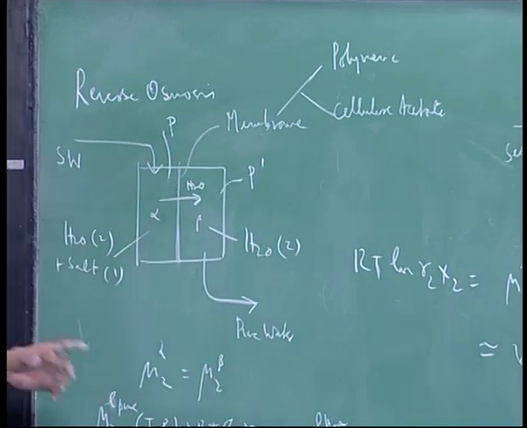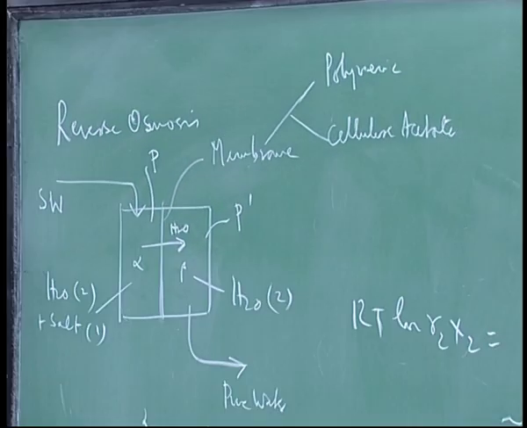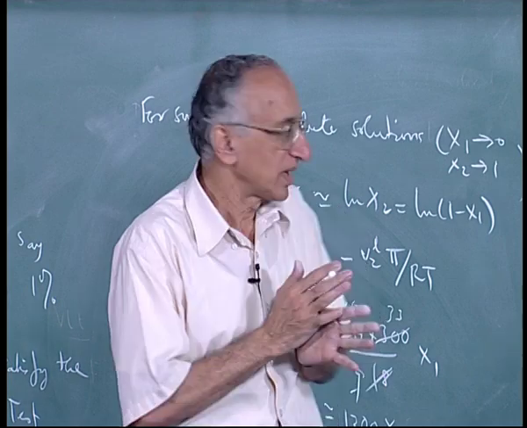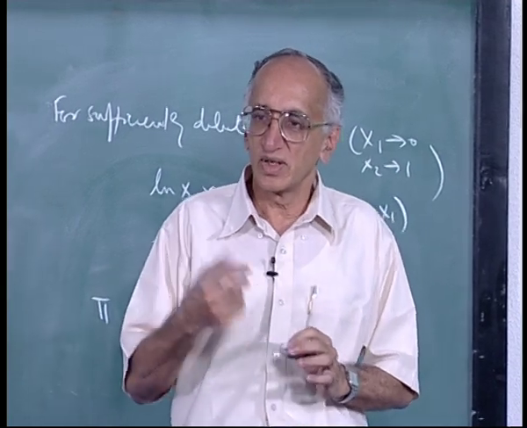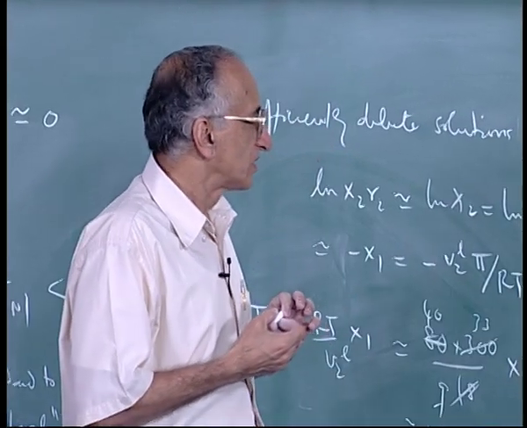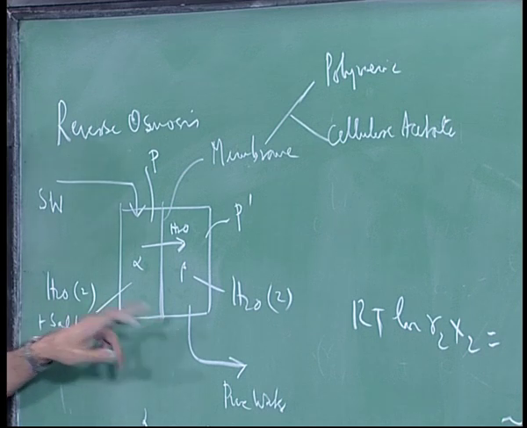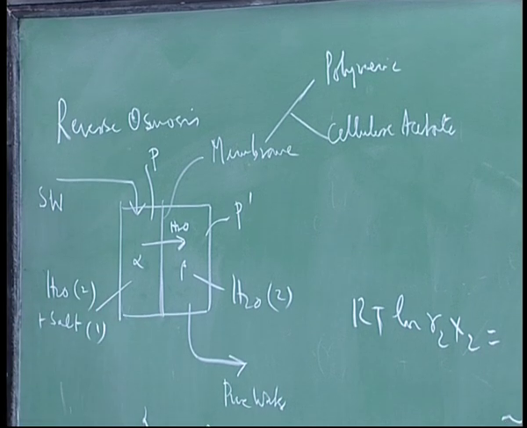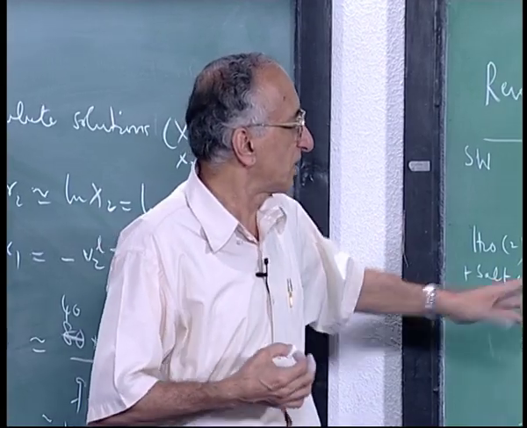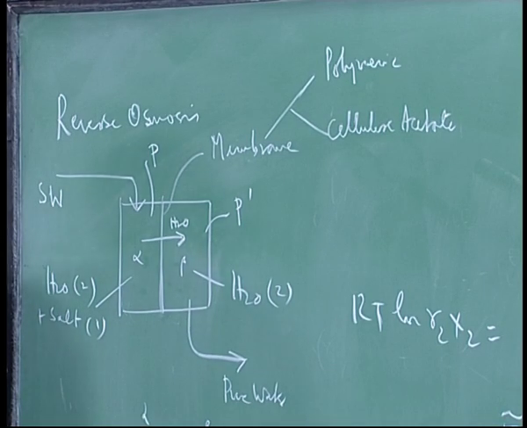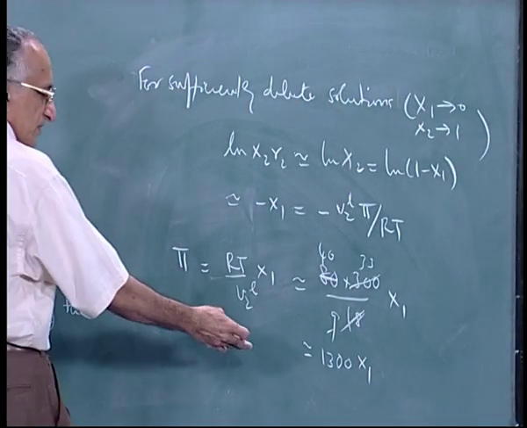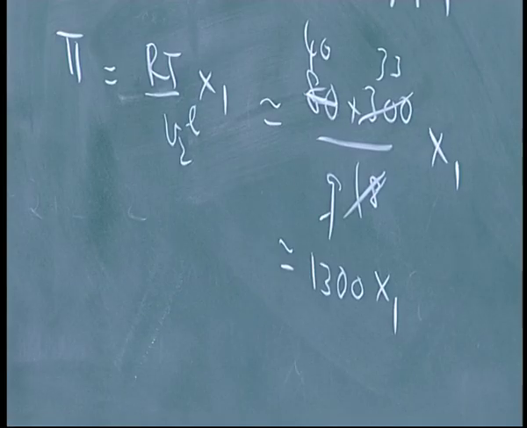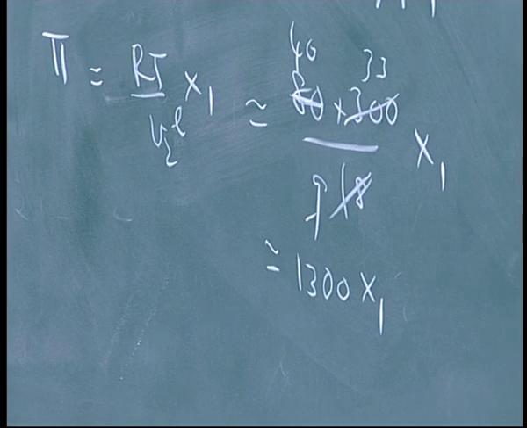The membrane cannot have pinholes. If you have pinholes, you will get all the salt water coming through. So you are talking of a membrane that does not permit salt through but permits water. The size difference after all is quite small between sodium chloride and water. It is like a molecular filter, it filters out the sodium chloride and sends the water through, but it also has to withstand a pressure of about 70 atmospheres. You can calculate X1: 70 by 1300, 7 by 130, about 0.05.